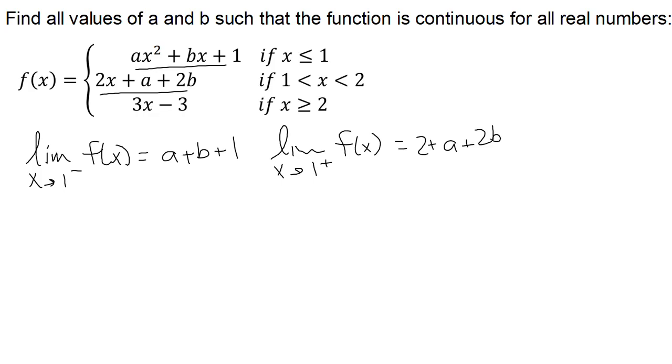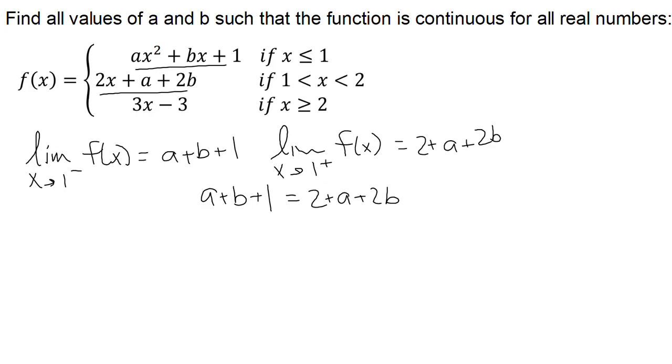So in order for the limit as x approaches 1 to exist, I need a plus b plus 1 to equal 2 plus a plus 2b. So what I'm going to do here right off the bat is bring all the variables to one side. I'll bring them all to the right-hand side, and all the constants to the left.